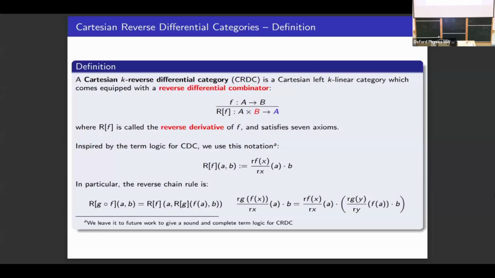So the reverse chain rule is stated as such. The reason it's called the reverse chain rule is that when you take the reverse derivative of the composite G composed with F, now F appears on the outside. So this is super important, and then G appears on the inside. So it really is reversing things around.